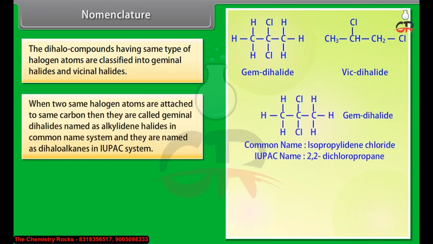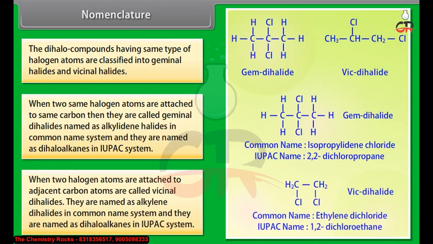When two same halogen atoms are attached to the same carbon, then they are called geminal dihalides, named as alkylidene halides in common name system, and they are named as dihaloalkanes in IUPAC system. When two halogen atoms are attached to adjacent carbon atoms, they are called vicinal dihalides. They are named as alkylene dihalides in common name system, and they are named as dihaloalkanes in IUPAC system.